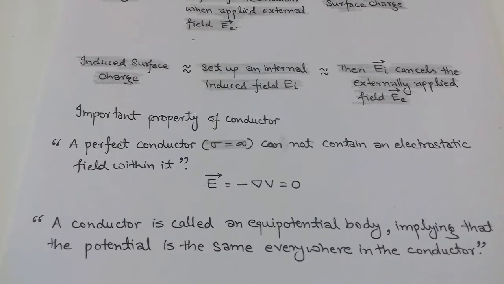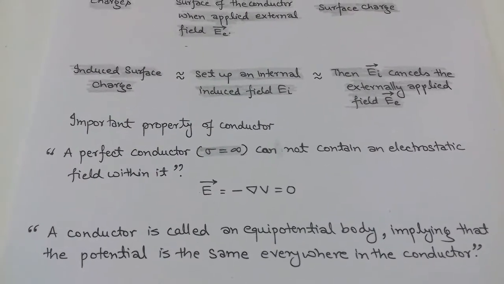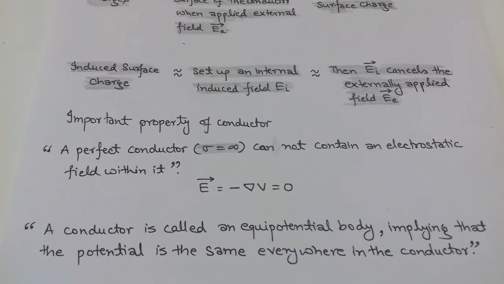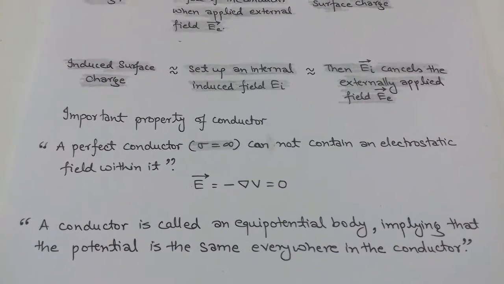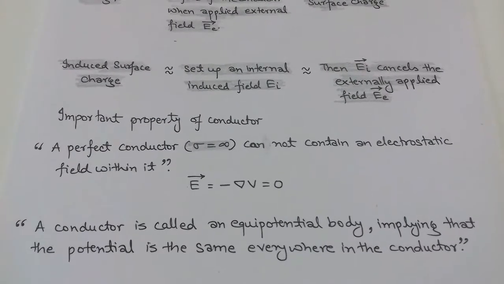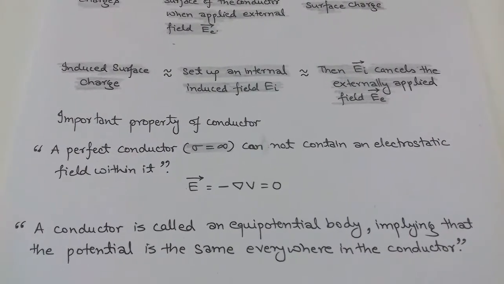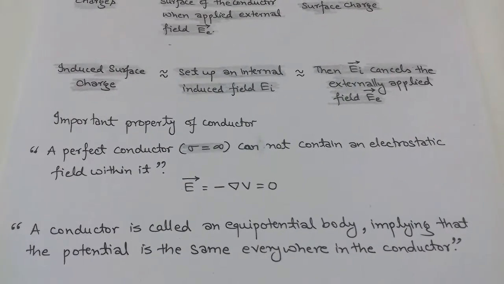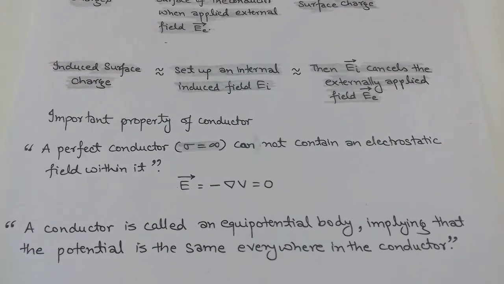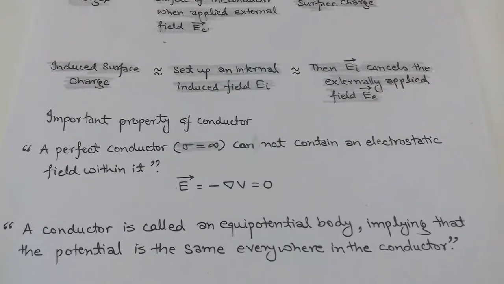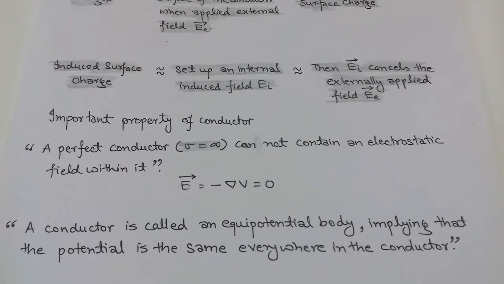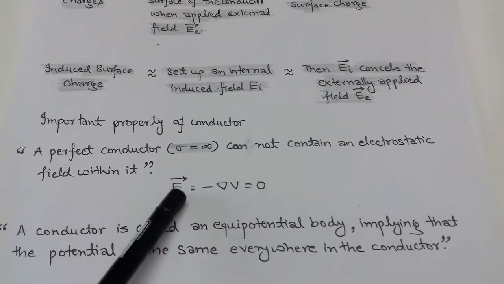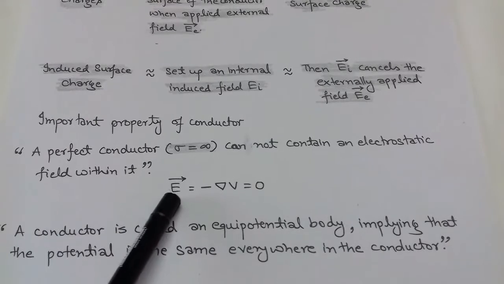So we can say that the electric field is equal to 0, and we know that the electric field is related to the electric potential, and the relation is electric field E is equal to minus gradient of V. So here the potential is also 0, we can say. And the second point is that a conductor is called an equipotential body, which implies that the potential is the same everywhere in the conductor.